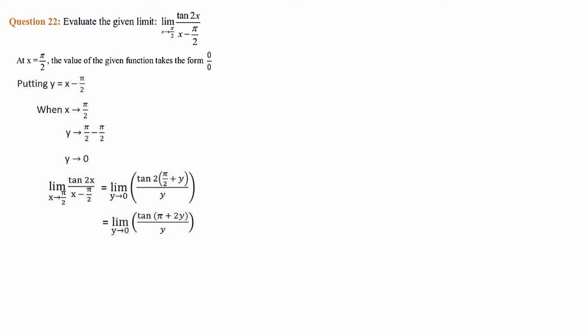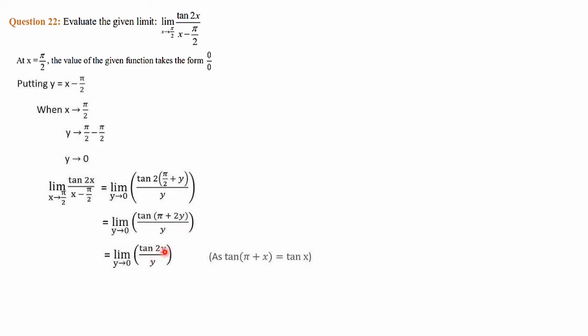Now we have learned a formula in trigonometry: tan of pi plus x is equal to tan x. So by using that formula, limit y tends to 0, tan of pi plus 2y is tan 2y itself, divided by y. This formula we have studied in trigonometry: tan of pi plus x is equal to tan x. That is what we have used here.